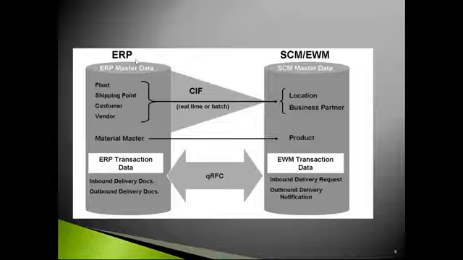Plant and shipping point are treated as locations within the EWM system, and we use the core interface. Customer and vendor we treat as business partners within the EWM, also using the core interface. Material master data becomes product. If we see this diagram, this is unidirectional. From ERP to EWM only we pass this data, not from EWM to ERP.